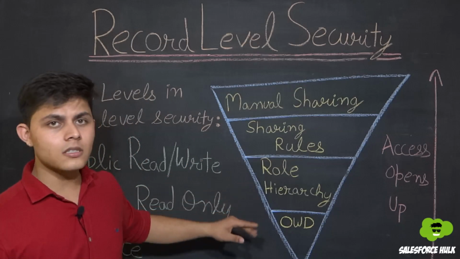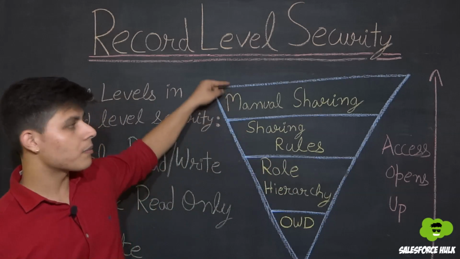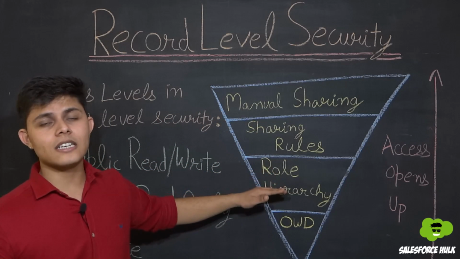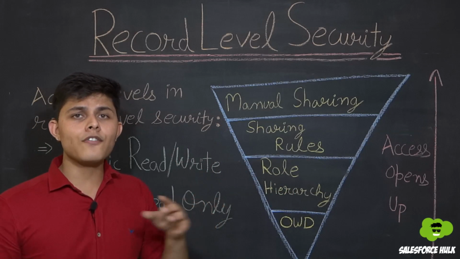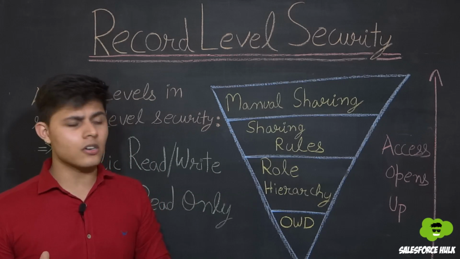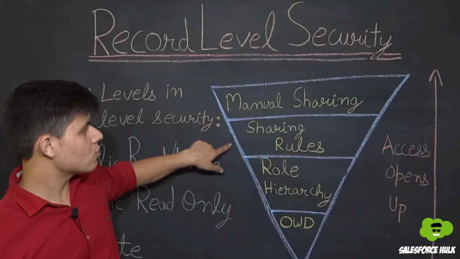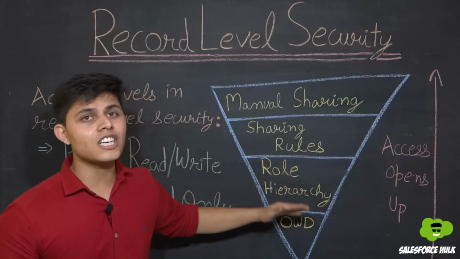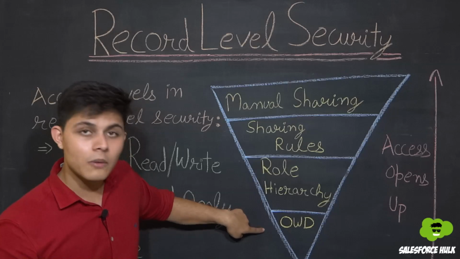So basically what happens is, your access opens up while going through different approaches in record level security. In OWD, yes, you set the lowest or baseline level of access which every user should have. But if you want to open up the access to a particular set of records or to a particular subset of records, then you can do that using role hierarchy or sharing rules or manual sharing. So basically, you set the most restrictive permission that a user should have on that particular object in OWD.